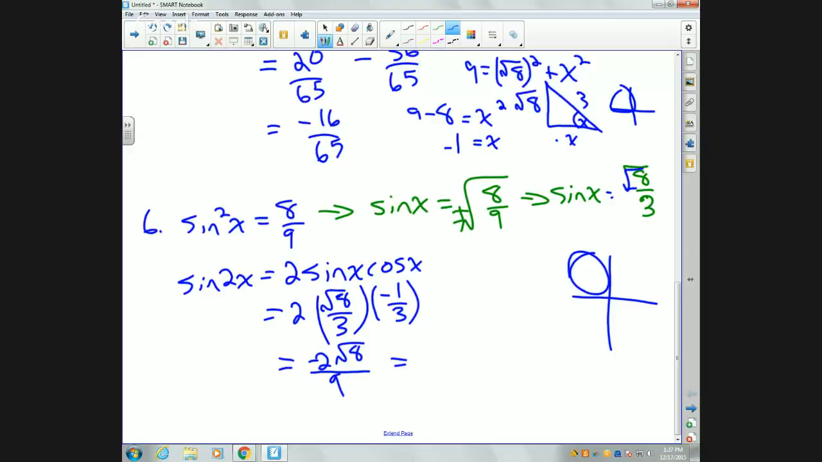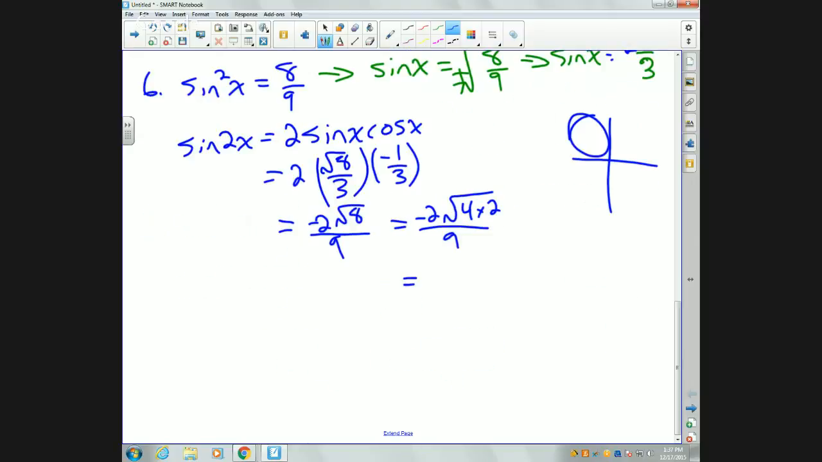Square root of 8. 3 times 3 gives us 9. The square root of 8, don't forget, we could write that as the square root of 4 times 2. Little review on the radicals. And the square root of 4 is 2, so we get negative 2 times 2, which is negative 4 root 2 over 9.